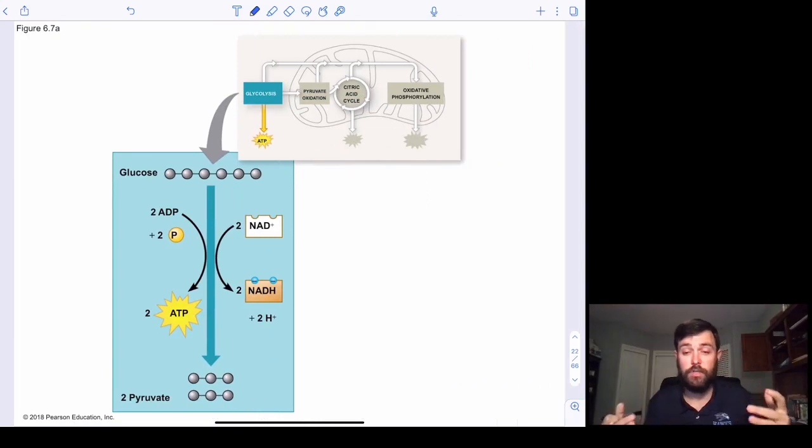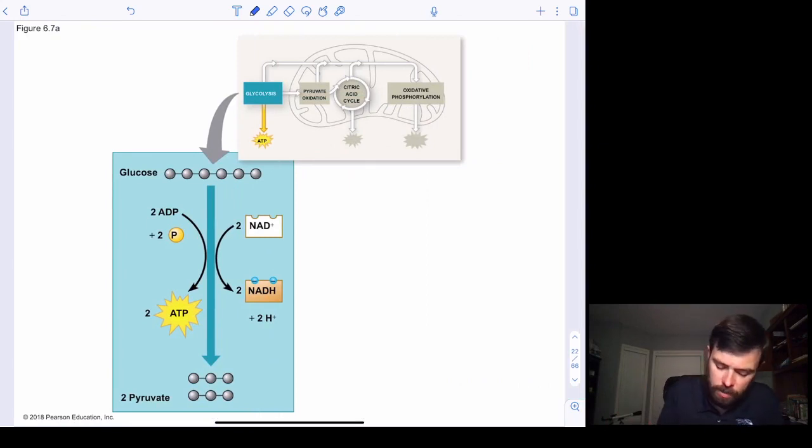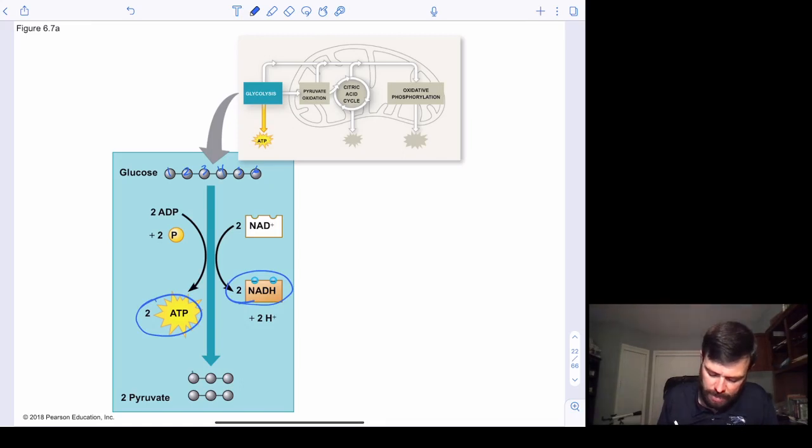So this is what you need to know. This is what I would write down. This is a great visual for those visual learners. I've got my glucose, so 1, 2, 3, 4, 5, 6 atoms of carbon. I'm going to get out 2 ATP. I'm going to get out 2 NADH, and then I have 1, 2, 3, 4, 5, 6, my 2 pyruvate.